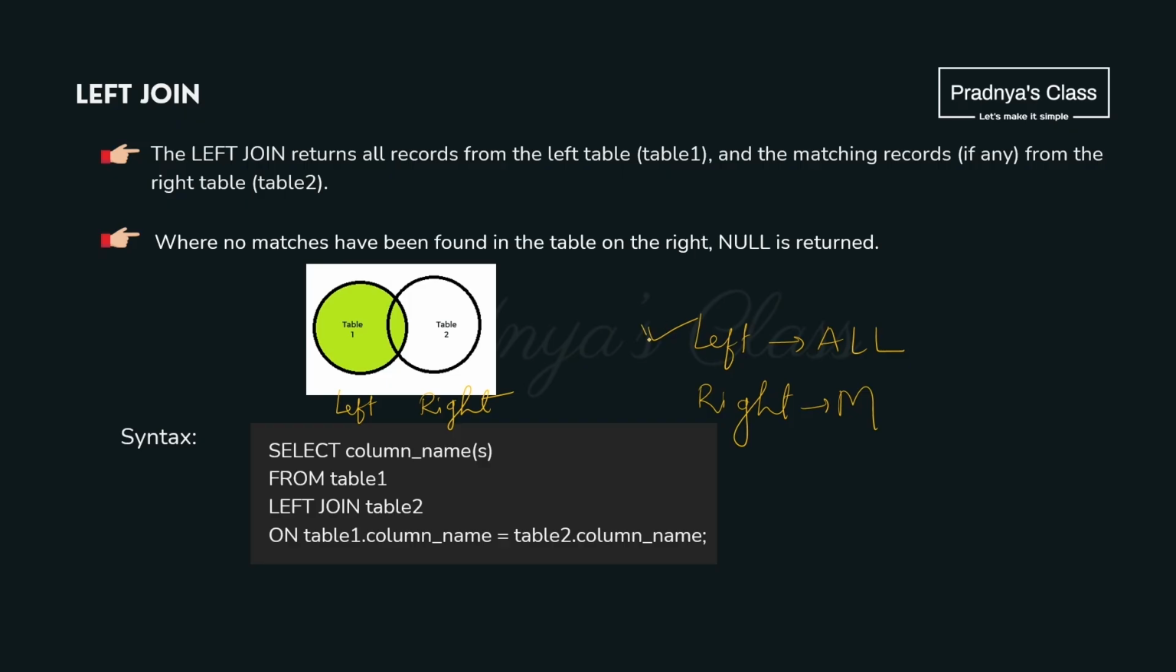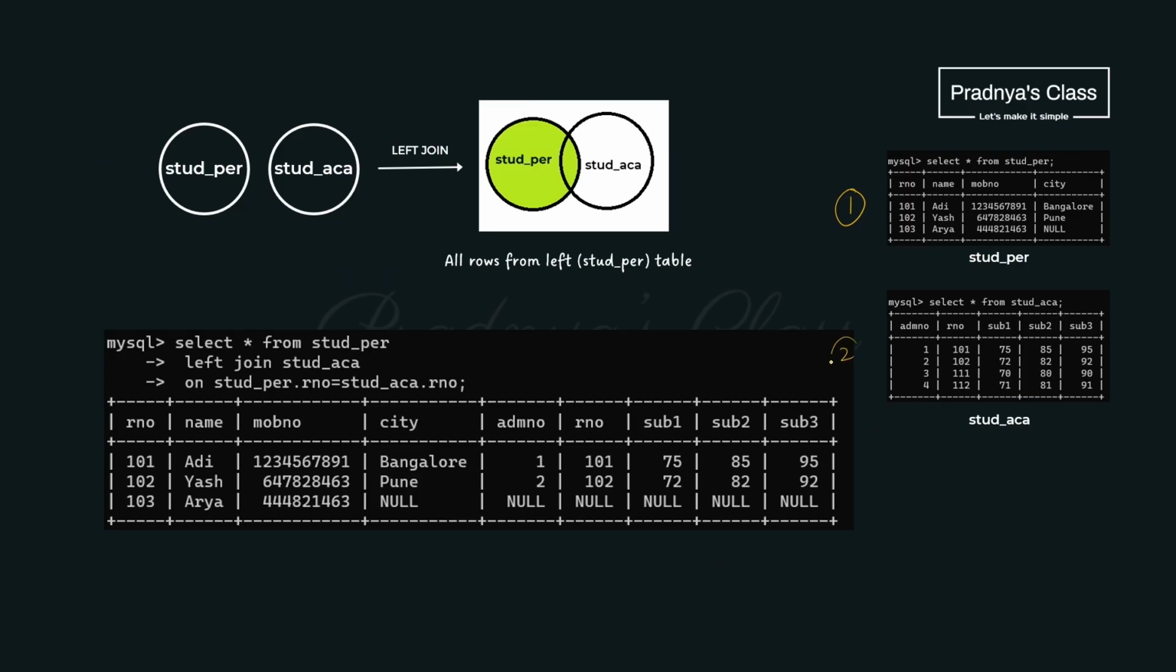That's why the name is left, because it will take all the records. This is the way you will write: select column names from table 1, left join table 2 on, and here is the common column. To understand, we are considering the same table.